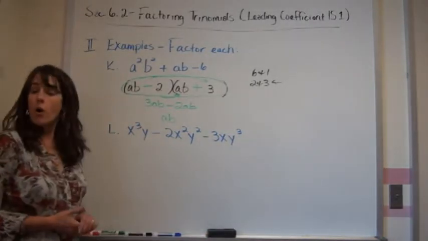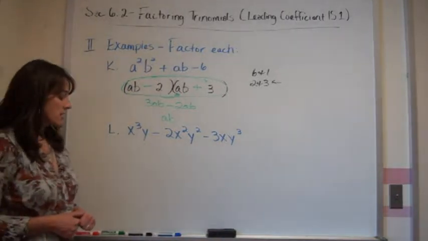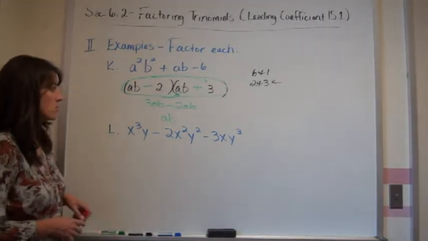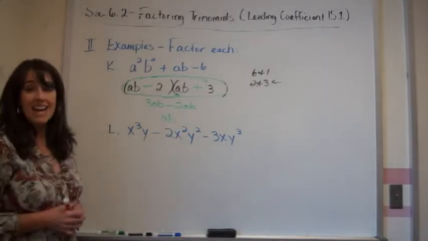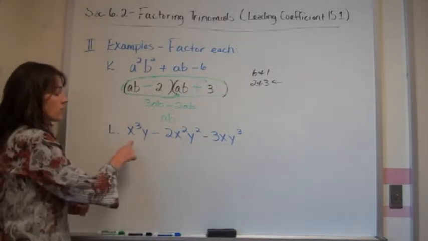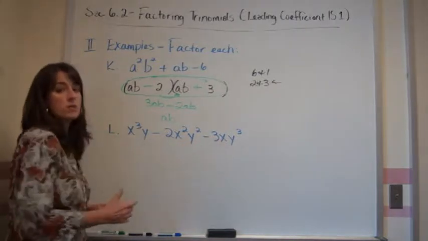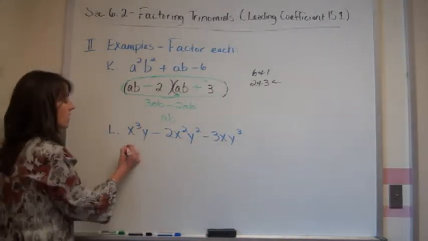So again, I always look to see, is there something common that I can divide out before I do anything else? Notice that this has x. Oh, they all have x's. So what's the highest x that I can divide out? I can take 3 out of here, 2 out of here, 1 out of here. So the most I can take out is a single x.